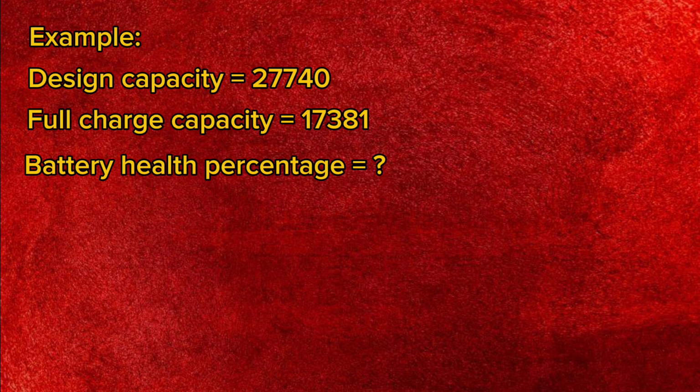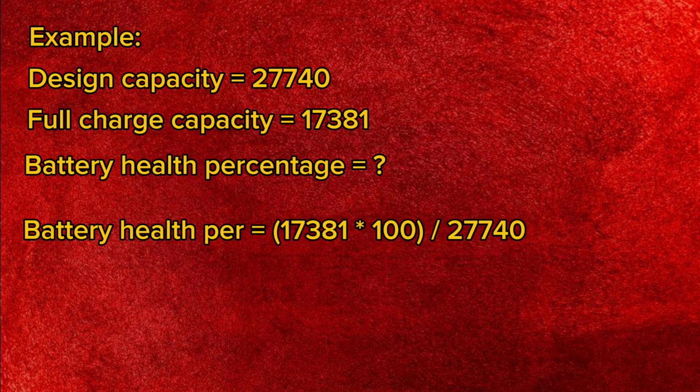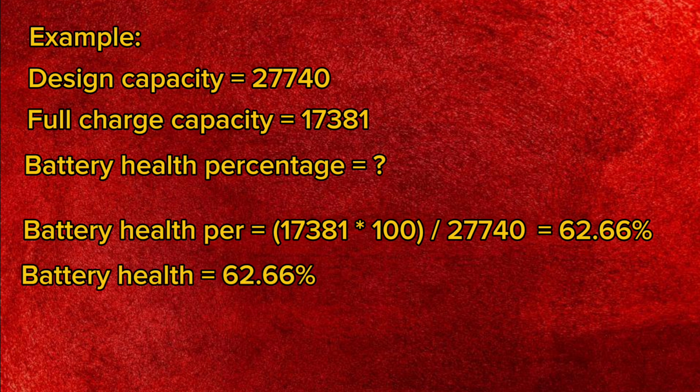For example, my laptop battery's design capacity is 27,740 and full charge capacity is 17,381. Then battery health is equal to 17,381 multiplied by 100 divided by 27,740, which equals 62.66. So my laptop's battery health is 62.66%, which means it has lost about 40% of its original capacity.